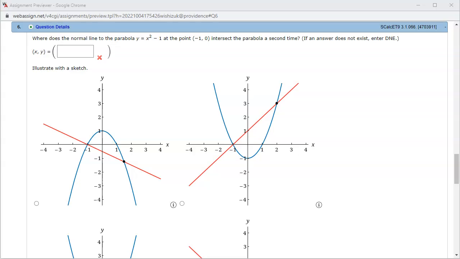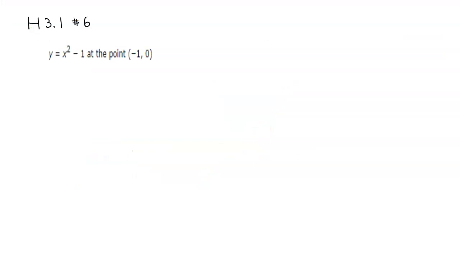All right, let's look at homework 3.1, problem number 6. So, where does the normal line to the parabola at negative 1, 0 intersect the parabola a second time? First we need to find the normal line. So let's do that. We want to find the normal line at this point.